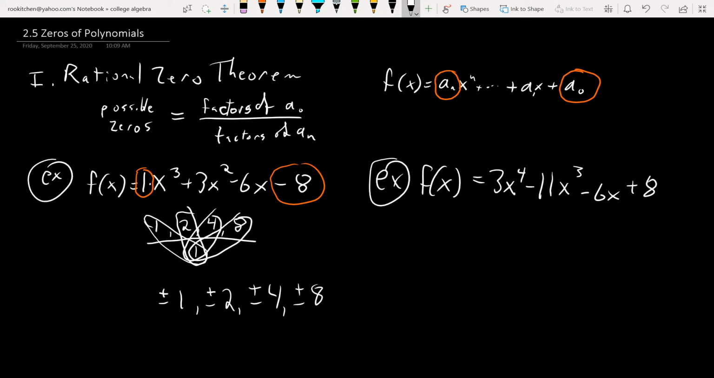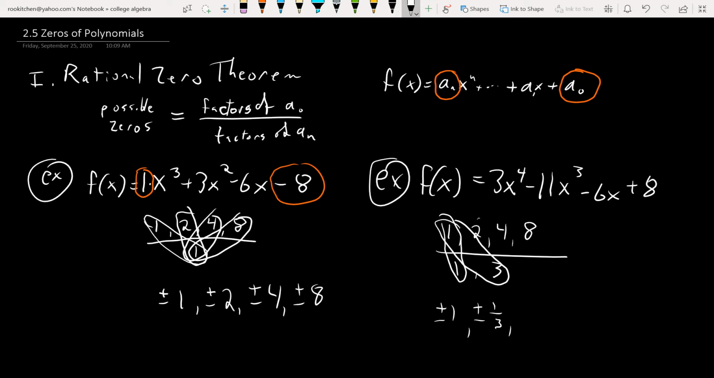So again, you list the factors of 8, the things that will divide into 8. Okay, so 1 goes in the 8, 2 goes in the 8, 4 goes in the 8, 8 goes in the 8, and then down below 1 goes in the 3, and then 3 goes in the 3. Okay. So this time for our possible zeros, we'll have 1 over 1, in other words, plus or minus 1. But then you also have to consider this other guy, 1 over 3. So plus or minus 1 over 3. And then you have 2 over 1, which is 2, so plus or minus 2. And then you have 2 over 3. Okay, so plus or minus 2/3.